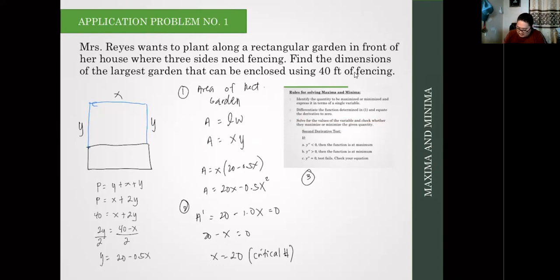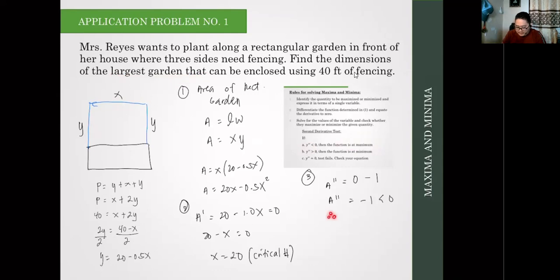Okay? Ito yung first derivative natin. Kukunin natin yung second derivative niya. Okay? So second derivative nun will be A double prime is equals to 0 minus 1. And kapag simplify natin, that is negative 1, and negative 1 is less than 0. Anong nakalagay dito sa conditions natin? Kapag si second derivative is less than 0, ibig sabihin yung function natin is maximum. Which is yun yung hinahanap natin kasi largest garden yung hinahanap natin.